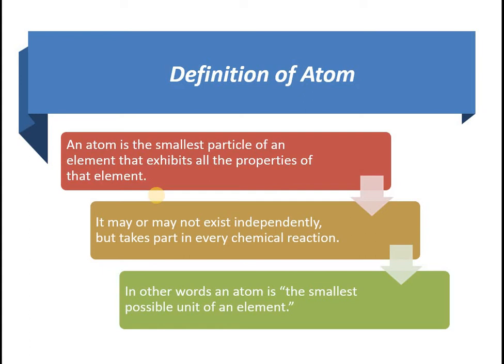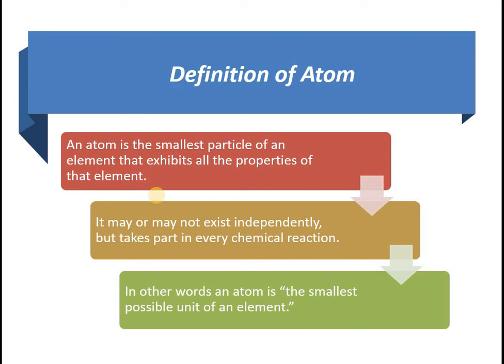Atoms are the smallest unit of matter that can take part in a chemical reaction. So, the definition of atom can be given as: an atom is the smallest particle of an element that exhibits all the properties of that element. It may or may not exist independently but takes part in the chemical reaction. In other words, you can say that atom is the smallest possible unit of the element.